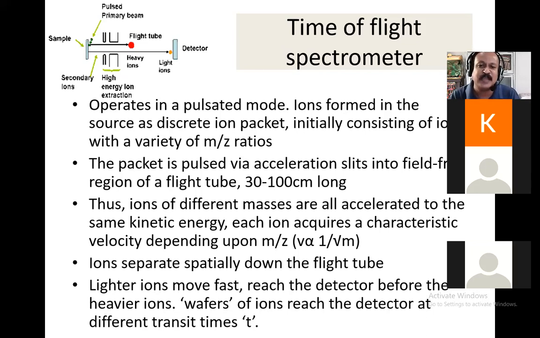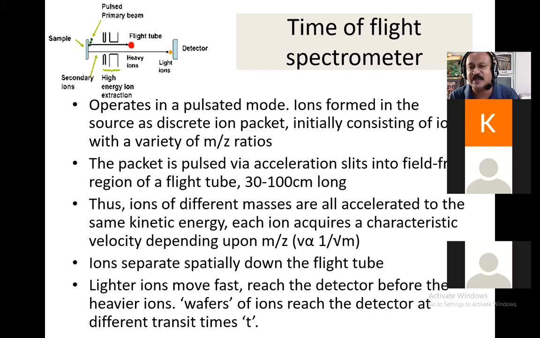And because these ions have different masses, each different packet will go to the detector at a different speed, depending upon their masses. So those ions which have a bigger mass will go slowly, and those ions which have a very small mass will go very rapidly towards the detector.